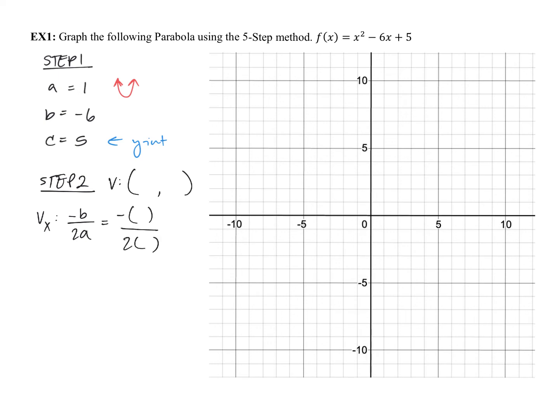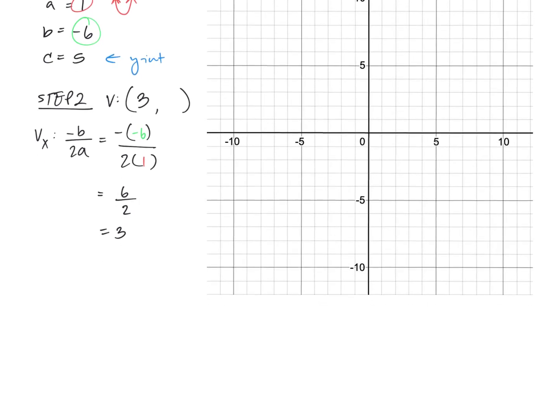And what was my b value? My b value was negative 6. Once again, be careful. We have a double negative, so make sure to use those parentheses. And my a value was 1. So that's going to be 6 over 2, which is 3. Go ahead and plug that 3 in right there. Now we need to find v sub y. How do I do that?